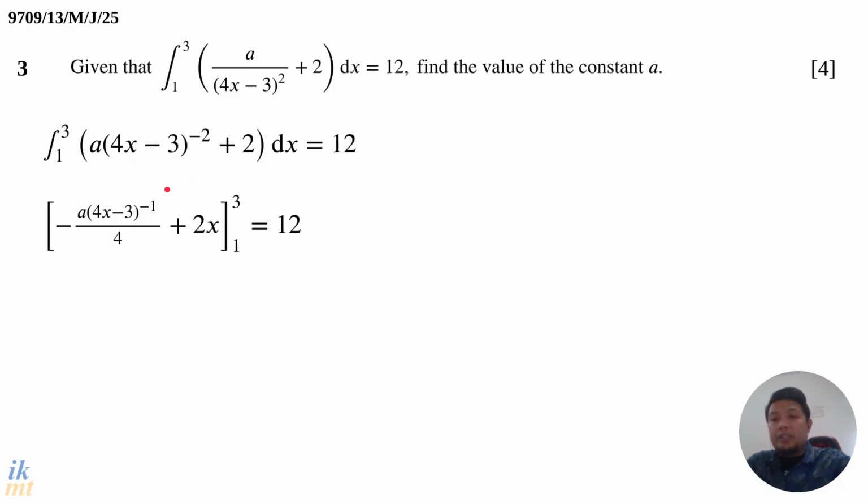Remember this only works if the inside function here is linear. All right, and then plus, so 2 here is a constant, and the rule for integrating a constant is very simple, just multiply with the variable x, so 2x. And we're going to evaluate this integral at the limits 3 and 1. And the result must equal 12.